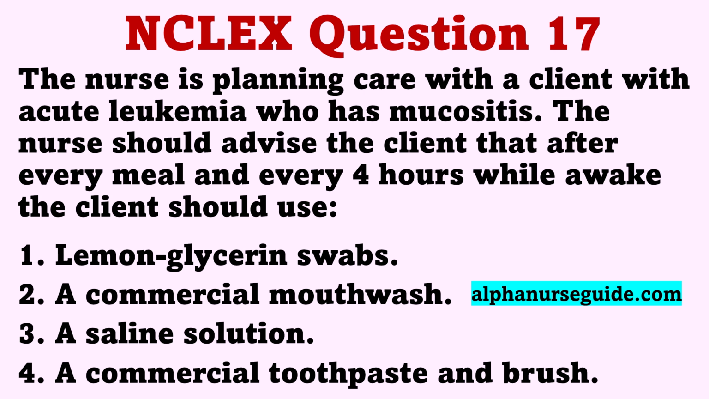Simple rinses with saline or a baking soda and water solution are effective and moisten the oral mucosa. Commercial mouthwashes and lemon glycerin swabs contain glycerin and alcohol, which are drying to mucosa and should be avoided. Brushing after each meal is recommended, but every 4 hours may be too traumatic. During acute leukemia, the neutrophil and platelet counts are often low, and a soft bristle toothbrush, instead of the client's usual brush, should be used to prevent bleeding gums.